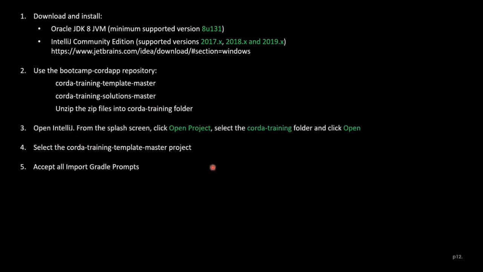Once we have IntelliJ downloaded, what we'll do is click Open Project from the splash screen, or you can click File, Open Project. In our instructions, we are going to unzip these zipped folders to a folder called Corda Training. So after we click Open Project, we'll navigate to that Corda Training folder and select one of the projects and click Open. In this case, we want to look at the Template Master project first. If we're prompted to import Gradle projects or we get any Gradle prompts, please accept all of them.